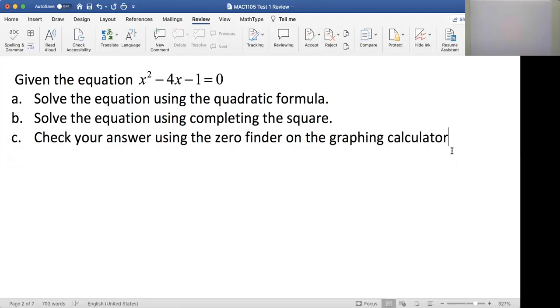Okay, this question asks us to solve x squared minus 4x minus 1 equals 0 using the quadratic formula, using completing the square, and then checking our work using the graphing calculator zero finder function. So x squared minus 4x minus 1 equals 0. Let's use the quadratic formula first.